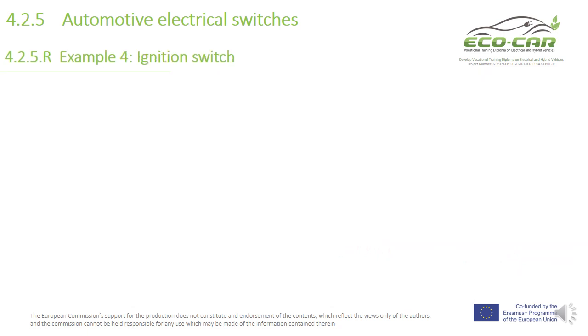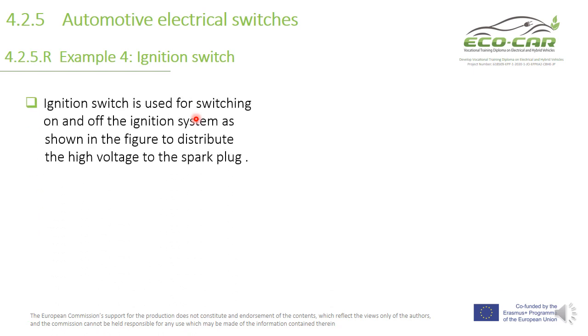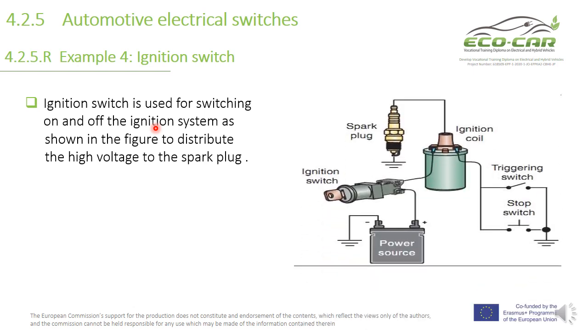Example 4 about the ignition switch, which is very important in vehicles, and this ignition switch is used for switching on and off of the ignition systems as shown in the figure. This figure shows the distributor, which is used to distribute the high voltage from the ignition coil, also sometimes called step-up transformer, to the spark plug.